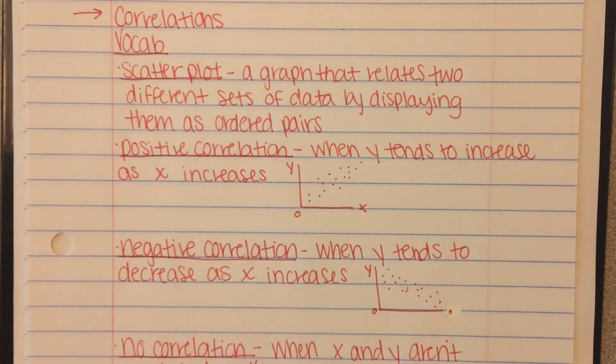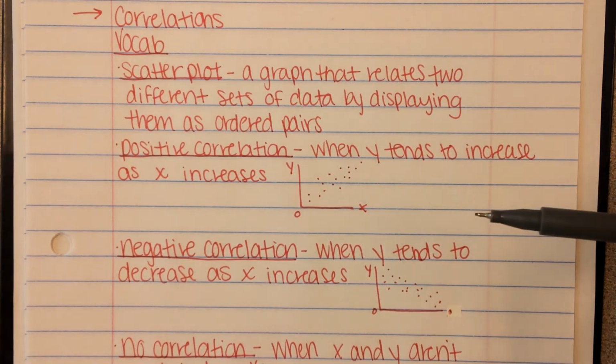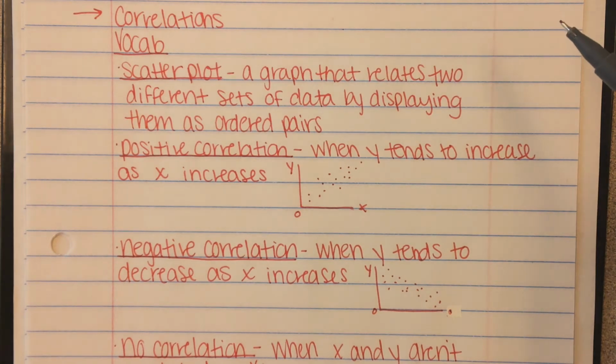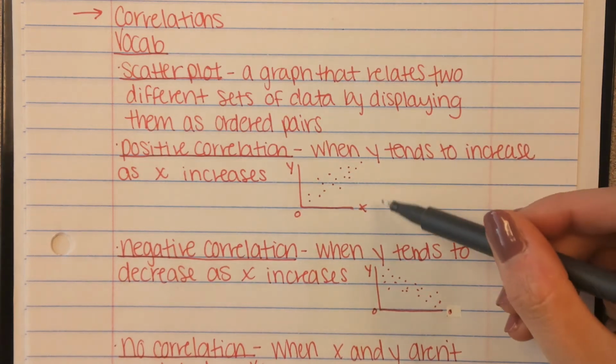Okay, like I said, we're starting with correlations, and we have some vocabulary. Now, the only thing we're going to really do for correlations in the lesson is just look at the vocabulary, and you'll have to use the vocabulary in your homework. So I recommend that you pause, write down the definitions, listen to my explanations, and work through this. So first we have a scatter plot. A scatter plot is a graph that relates two different sets of data by displaying them as ordered pairs. So you have a list of data for X, a list of data for Y, and those are turned into ordered pairs and plotted on a graph.